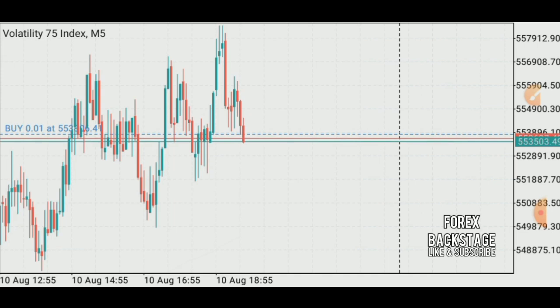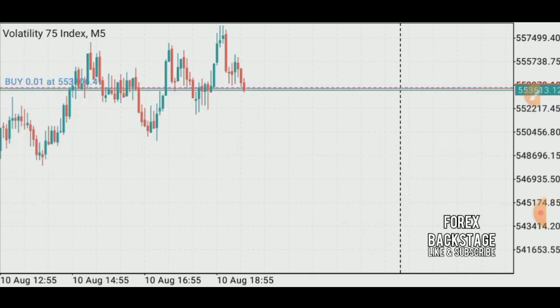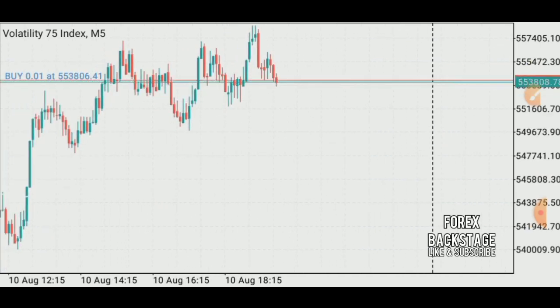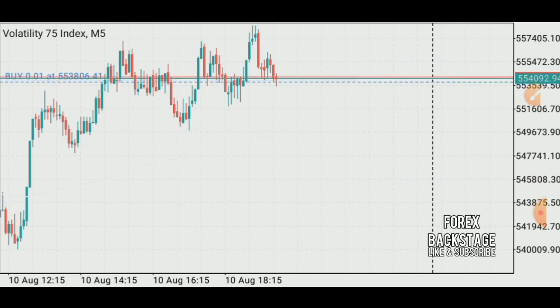So that is what support and resistance means. Support is the downside, while resistance is what is happening up. Support is at the bottom while resistance is at the top. So let me first draw my support and resistance to show you why I placed a buy.